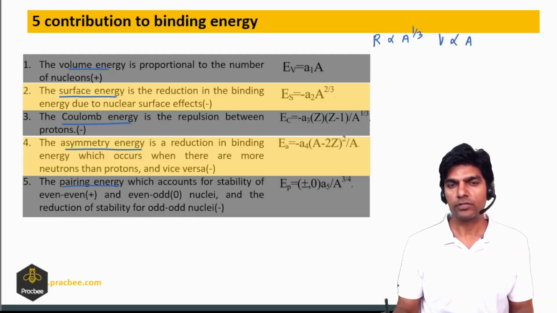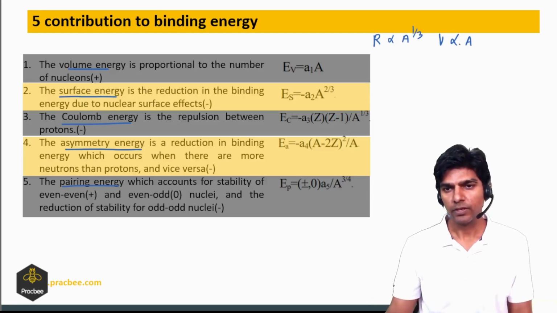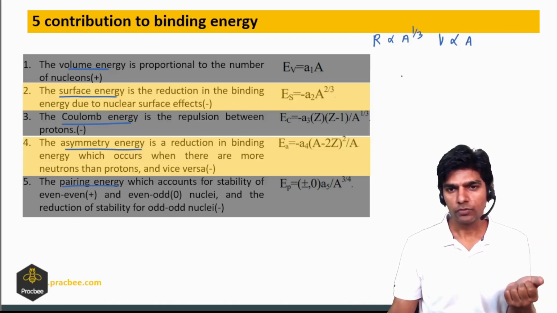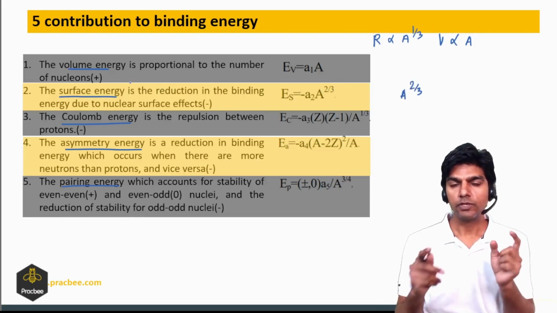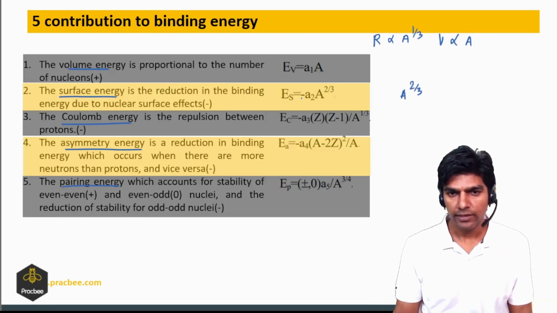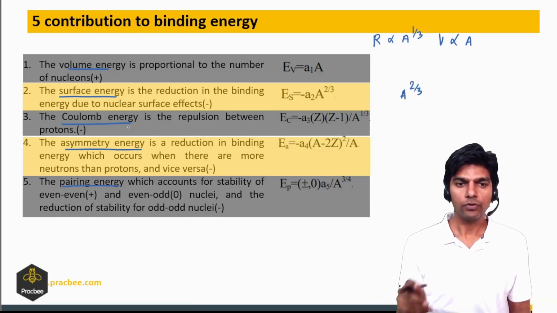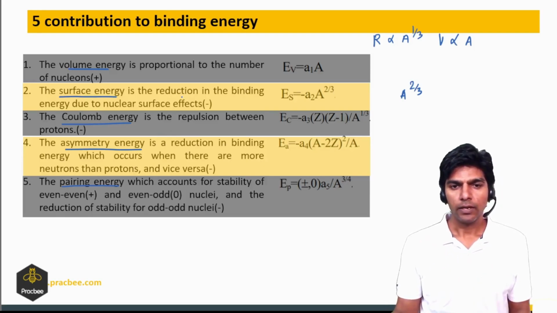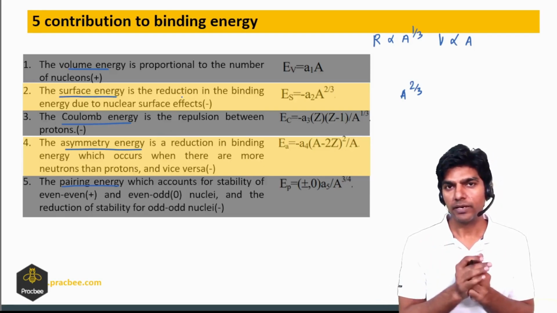Similarly, surface energy is proportional to the surface area, and so that will be proportional to r square. So it is proportional to A raised to power 2 by 3. So surface energy will try to decrease the binding energy. There is a negative sign here. And if you talk about Coulomb energy, it is the interaction between the protons inside the nucleus, and it will try to reduce the binding energy.